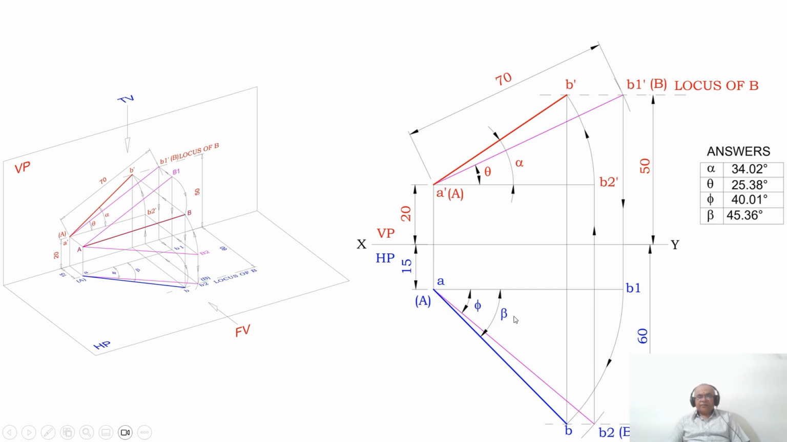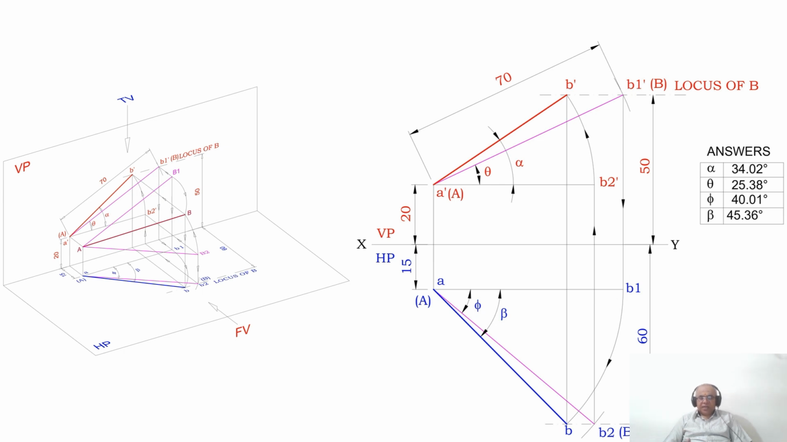Since we have to find the apparent inclination, alpha is the apparent inclination with respect to HP, which is 34.02. Theta is the true inclination with respect to HP, which is 25.38 degrees. Then phi is the true inclination with respect to VP, which is 40.01, and beta is the apparent inclination with respect to VP, which is 45.36. Show all other dimensions like this. This is how you will be able to analyze the problem.